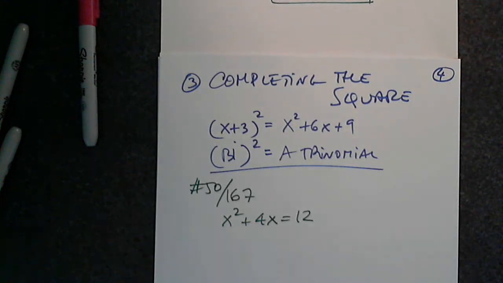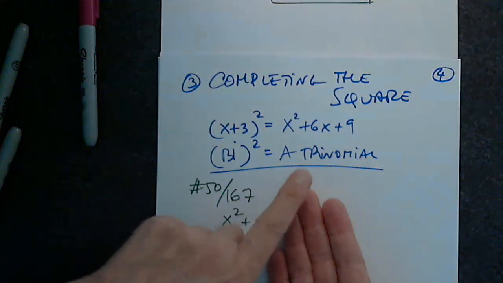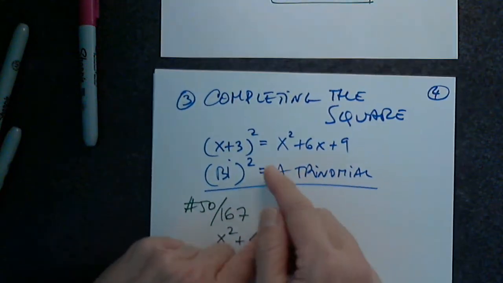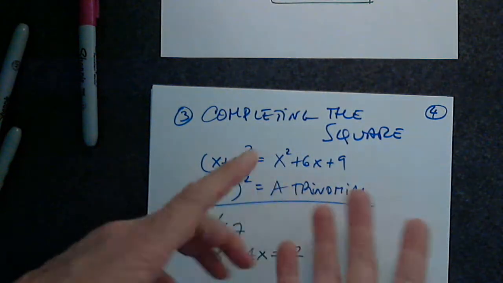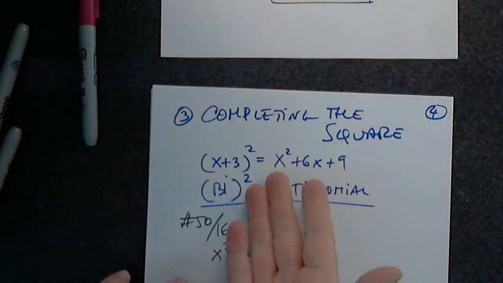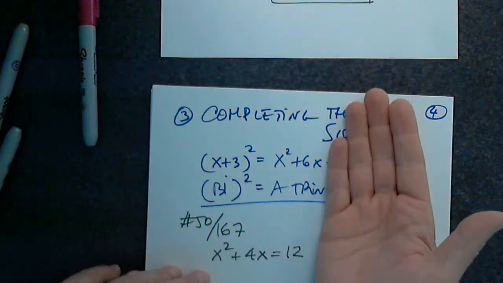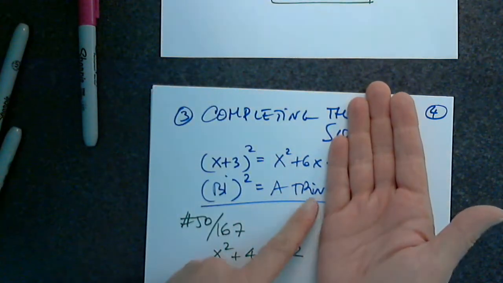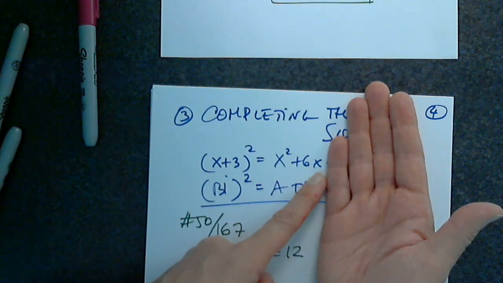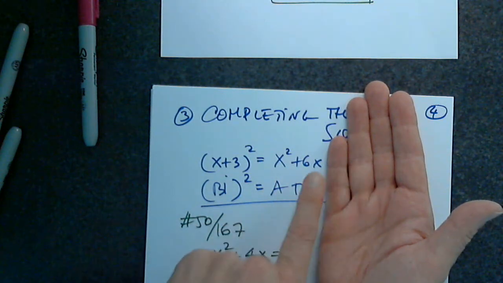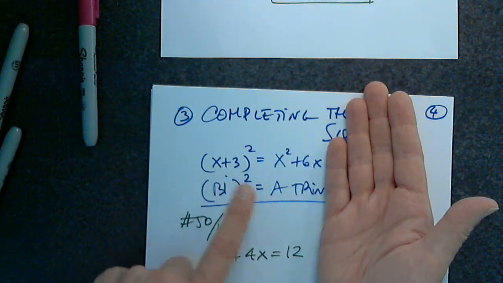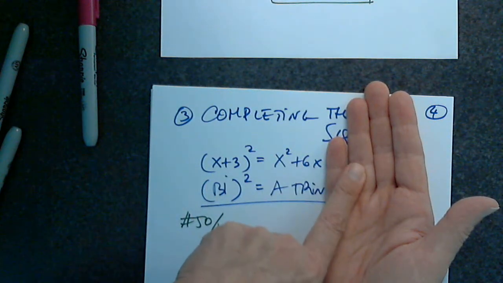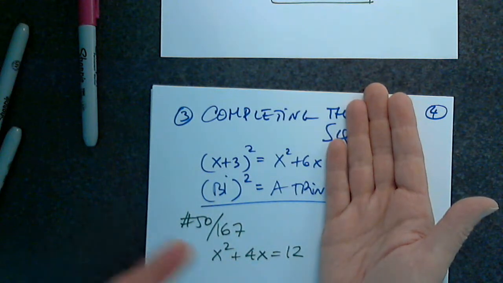Okay, so see this situation. If you look at this binomial squared, when we expanded it, we got x squared plus 6x plus 9. So now if I have x squared plus 6x, what is the 3rd term that I need in order to complete the square? I have 2 terms, and I'm missing the 3rd one. The 9. Exactly.